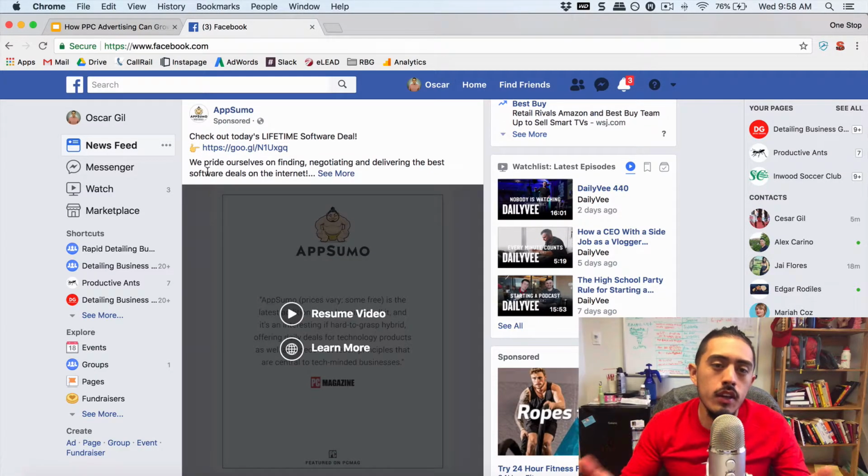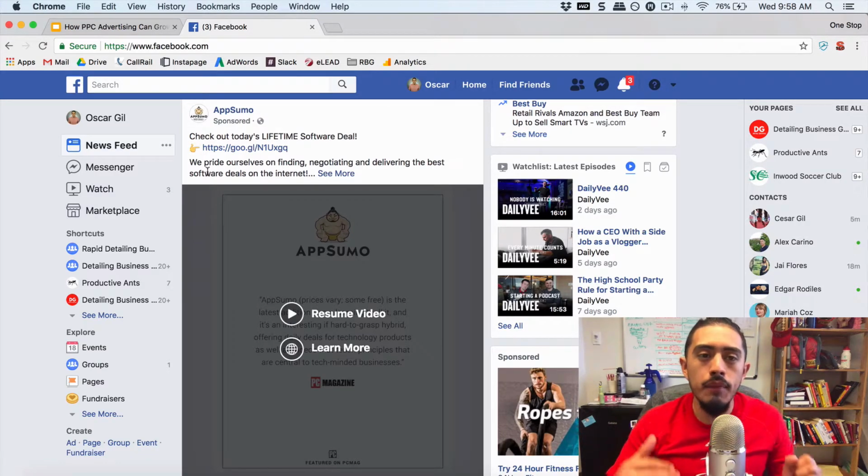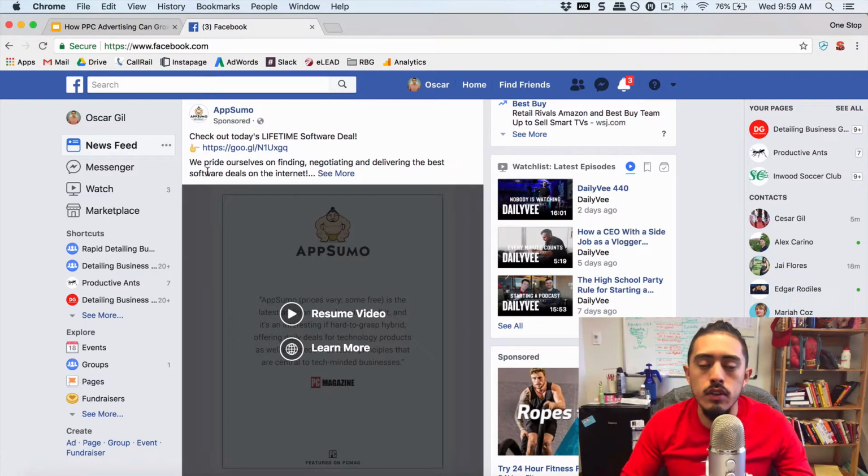So unlike Google AdWords, where it's search intent, where in Google you're actually searching for something, in Facebook you're not really searching for any keywords, you're just scrolling on by. So the way advertisers can target you is by your interests and demographics. So let's say you yourself, as a Facebook user, tell Facebook, hey look, I'm 34 years old, I'm a male, and I like sports and cars.